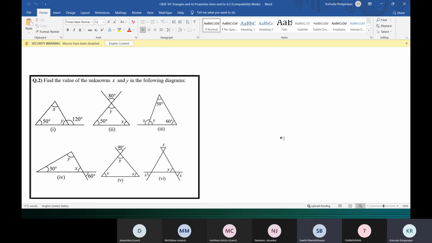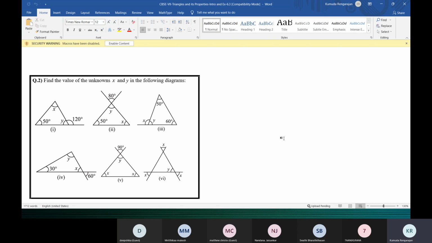Very good. So children, first we find x using the exterior angle property. x plus 50 is equal to 120. That's what we've been doing all the while. On solving this, you will get x is equal to 70. x is 70, remember that.